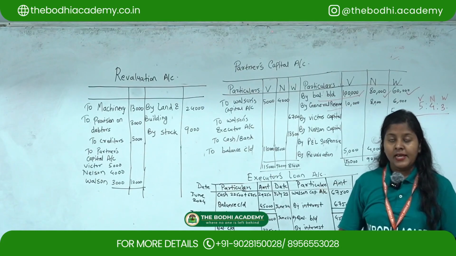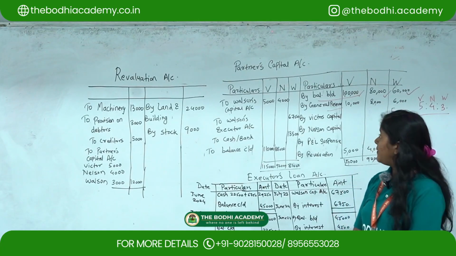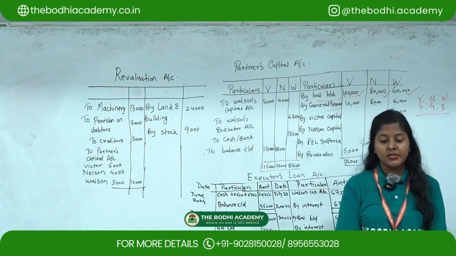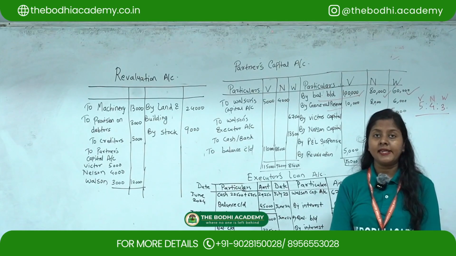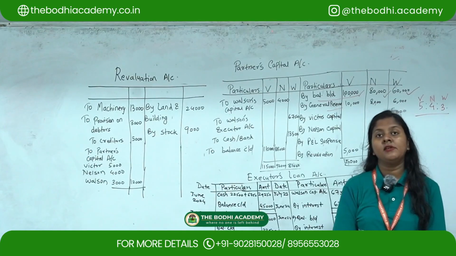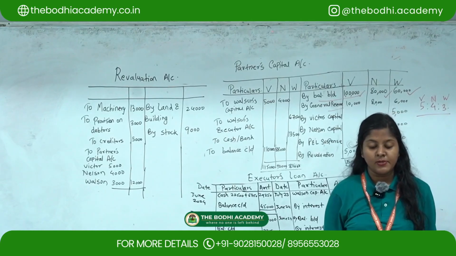Next, we'll move to the asset part. Under asset, they have given goodwill. Then they have given land and building, machinery, stock, debtors, and cash in hand. With regards to land and building, we have to check whether any adjustment is given or not. So, we'll check the additional information.